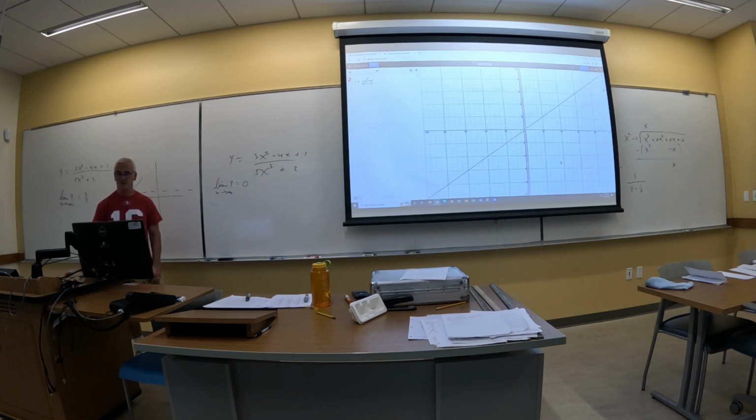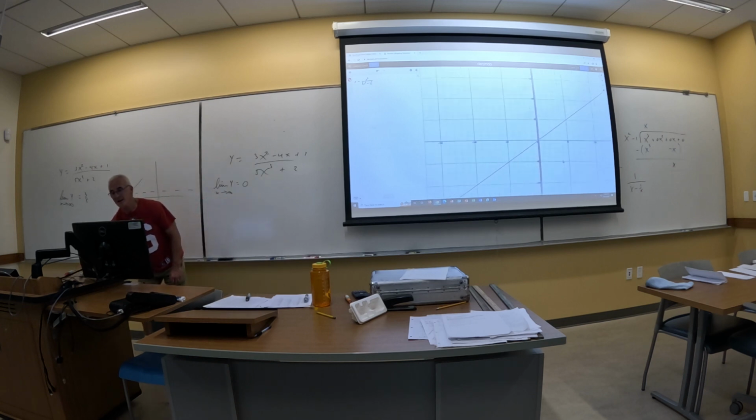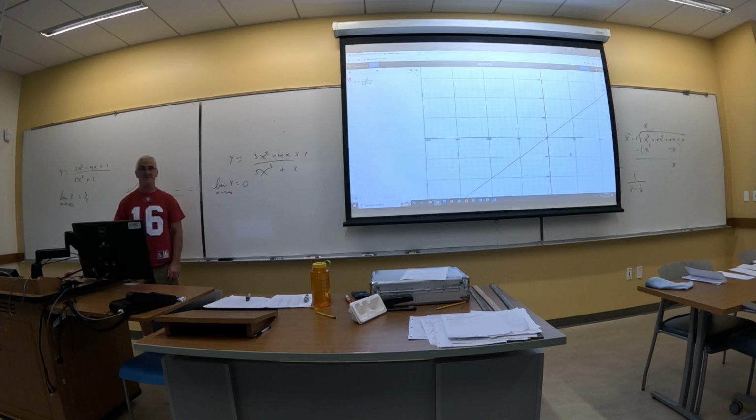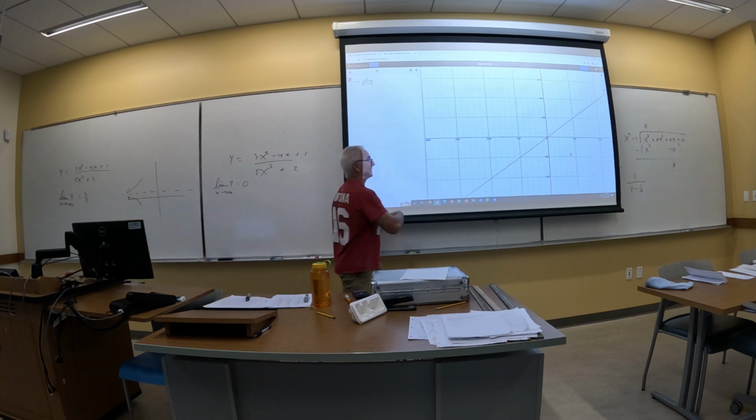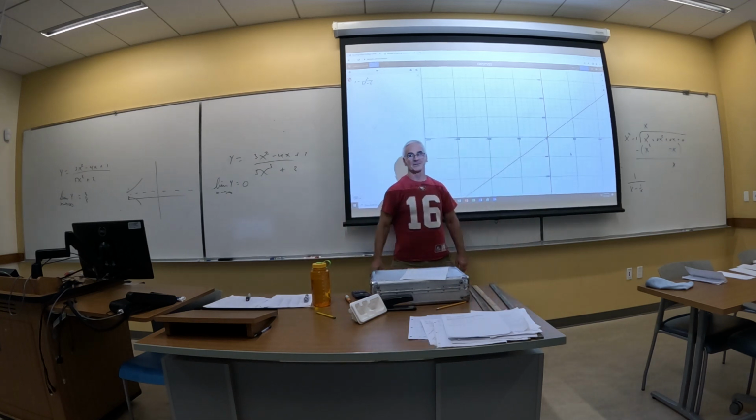Do you notice anything about your graph? See that diagonal line? Keep backing up, keep backing up. Anybody notice anything? What's the only thing you see? You see the line y equal x, don't you? Does everyone see that's the only thing you see? That's the line y equal x.